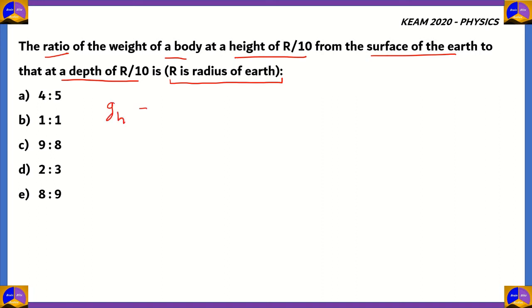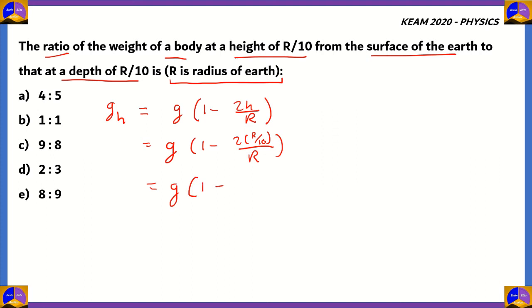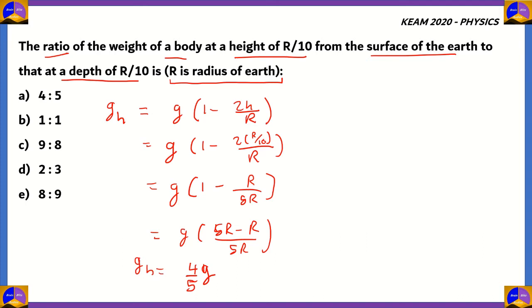So acceleration due to gravity at a height h can be written as g times 1 minus 2h by R. So that is g times 1 minus 2 into R by 10 divided by R. That equals g times 1 minus 2 times R by 10, which is R by 5. So that is R divided by 5R. So what we get inside the bracket is 5R minus R divided by 5R times g. So therefore 4 by 5 g is the correct relation between g and g at a height h. So therefore gh is equal to 4 by 5 times g.